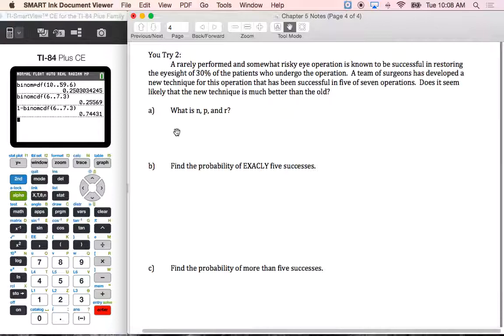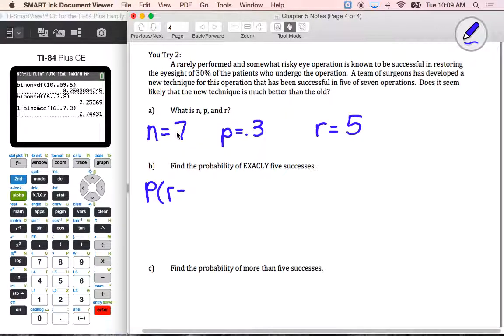So for A, they want to know your N. We're looking at 7 here for our operations. Our P should be 0.3. And your R, you are looking at 5 successes. So for B, they want the probability of exactly 5 successes. So that means we want R equals 5. So that's going to be your binomial PDF.